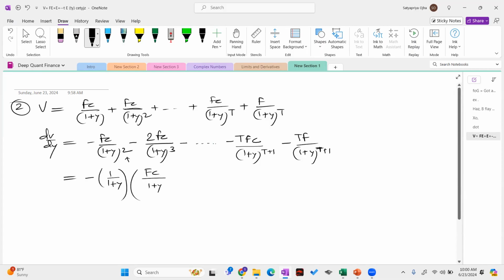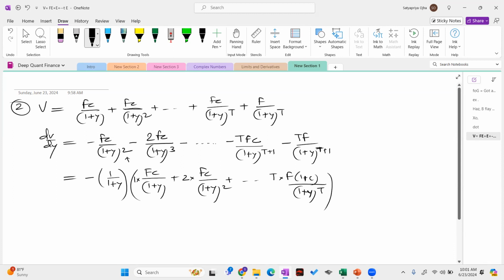fc by 1 plus y. Let me write 1 times fc, okay? 2 times fc by 1 plus y square. T times... let me take this common, f times 1 plus c divided by 1 plus y to the power t, because we have taken 1 plus y common.